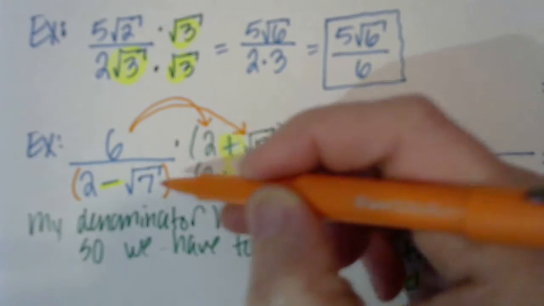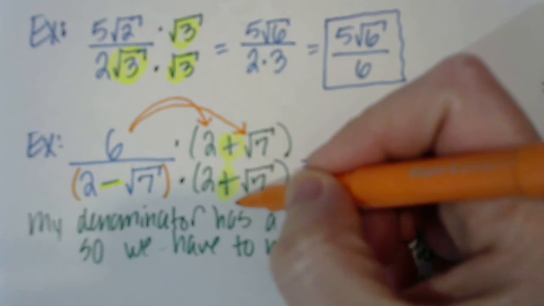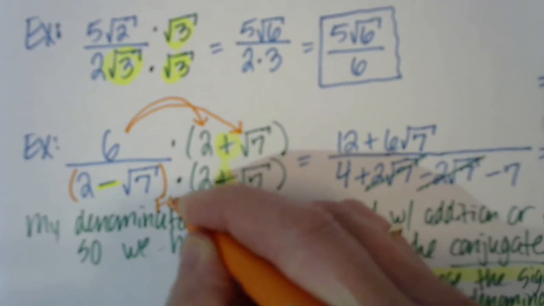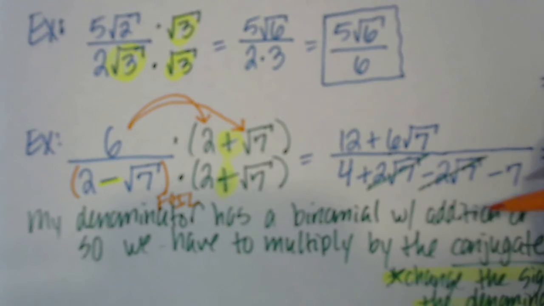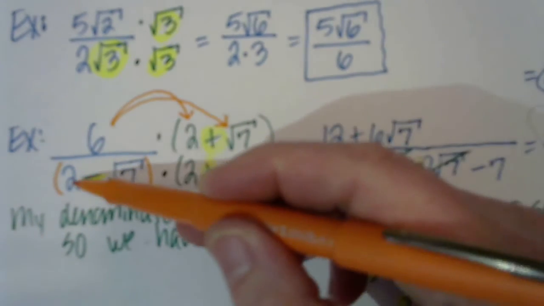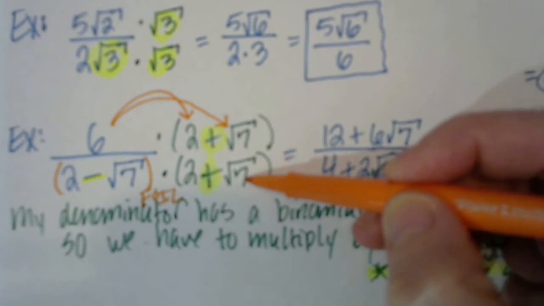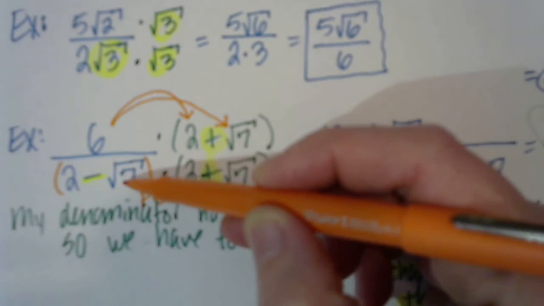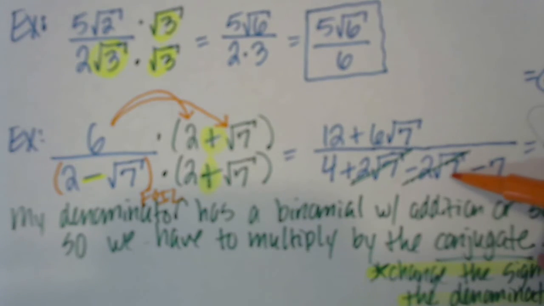Down here, it's 2 different binomials, different signs, but they're binomials. So this is going to be FOIL, just like you learned in 10.5 and 10.4. So 2 times 2 is 4. 2 times the square root of 7 is 2 square root of 7. Negative square root of 7 times 2, that's negative 2 square root of 7.